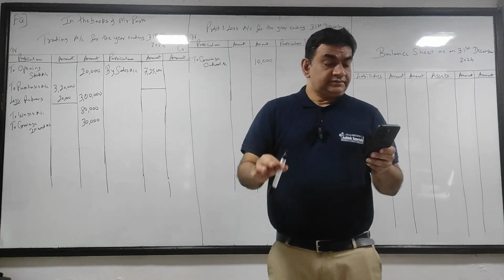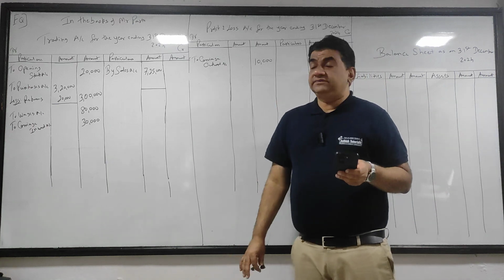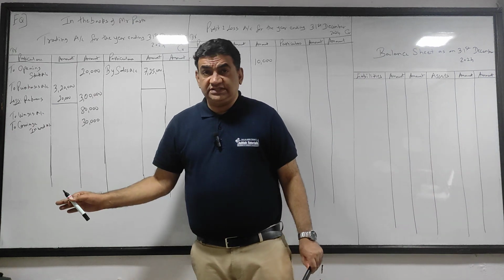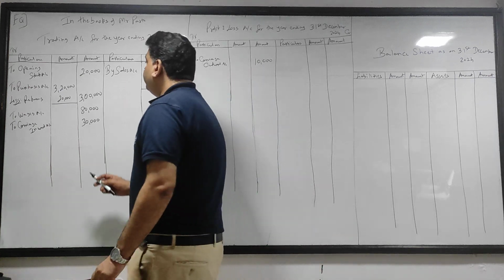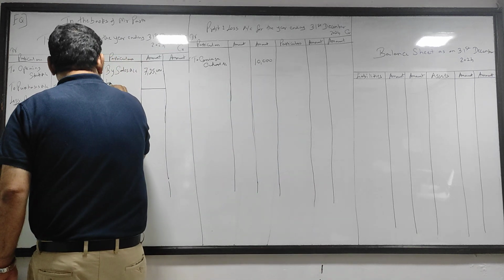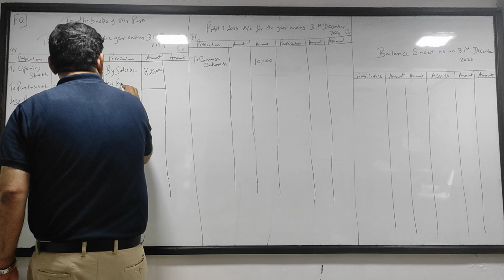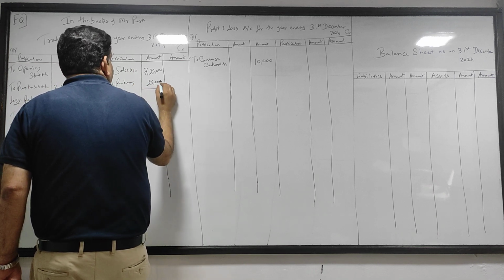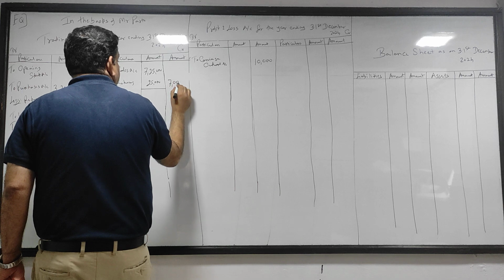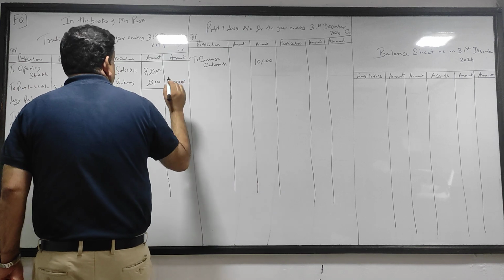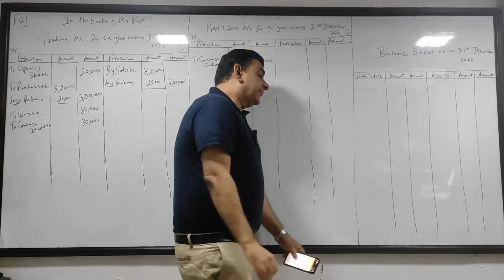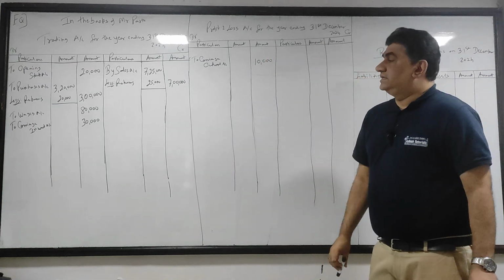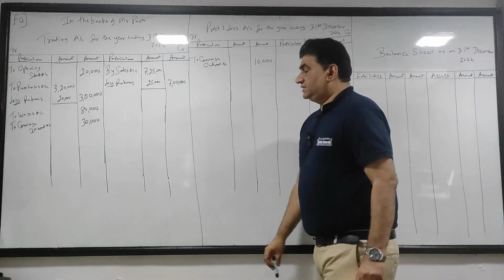Next, sales return. Purchase returns we deducted from purchases. Sales return we will deduct from sales. So below sales, less returns 25,000. So you get here 7 lakh. So 7,25,000 minus 25,000, that is 7 lakhs.